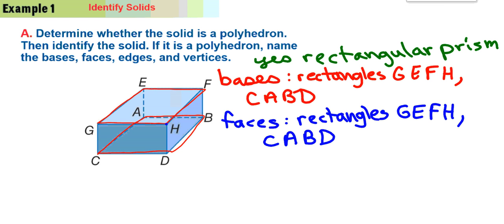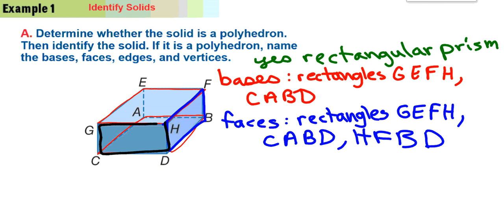H, F, B, D is that kind of right side. H, F, B, D. And another one? H, D, C, G is that one. H, D, C, G. Oops. And another one?